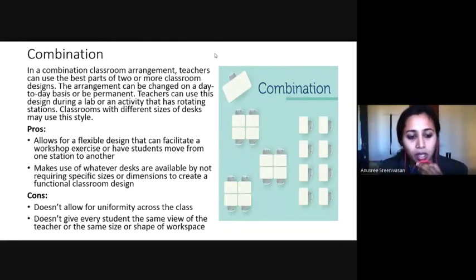All students are not made to sit together or sit in a proper way, so there will not be much uniformity there, and it doesn't give every student the same view of the teacher.